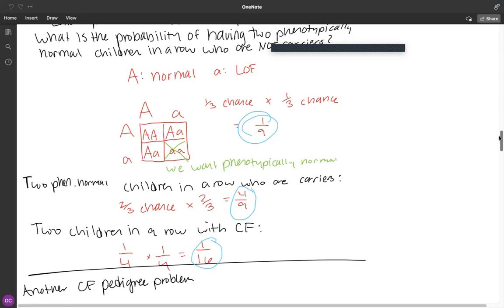Okay, so just remember, for autosomal recessive, you need to know that cystic fibrosis and sickle cell anemia are autosomal recessive diseases, and that if you see two phenotypically unaffected individuals who have an affected child, you know that you're working with an autosomal recessive pattern of inheritance.